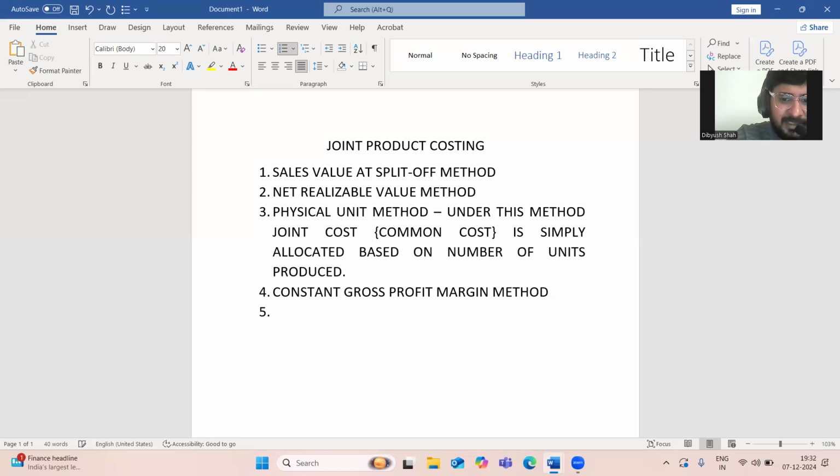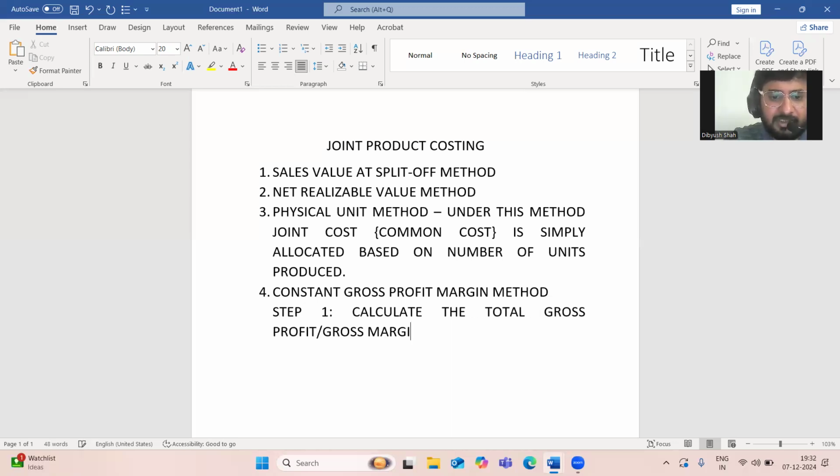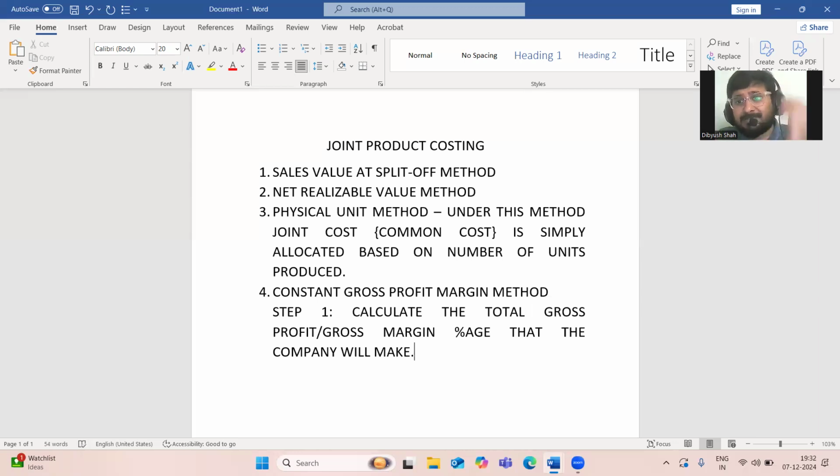So under this method, first step or step one, calculate the total gross profit or gross margin percentage that the company will make. Entire company, how much they will be making. First, calculate that.